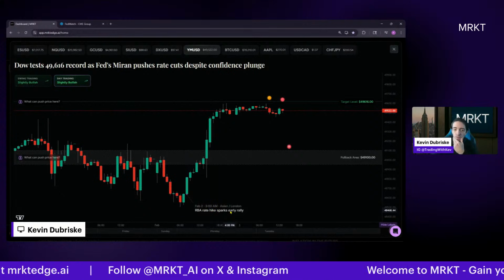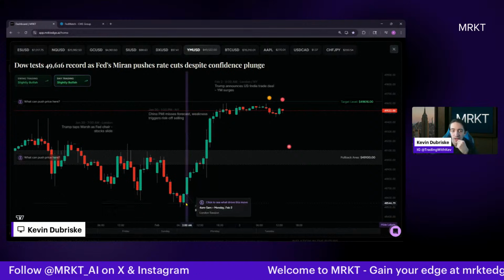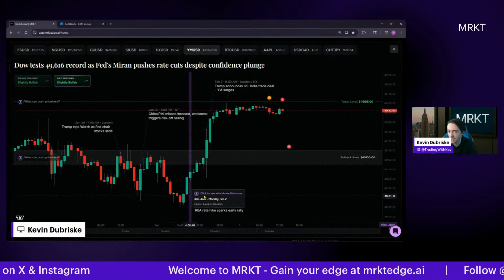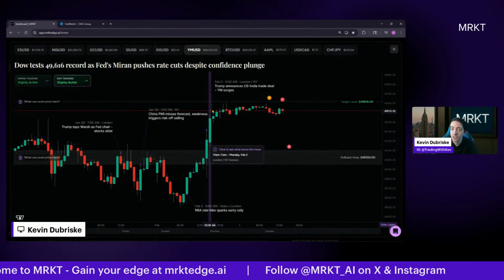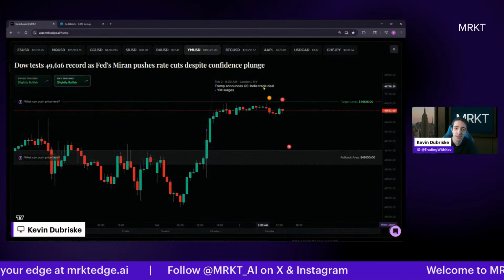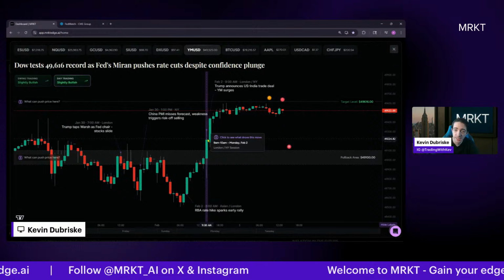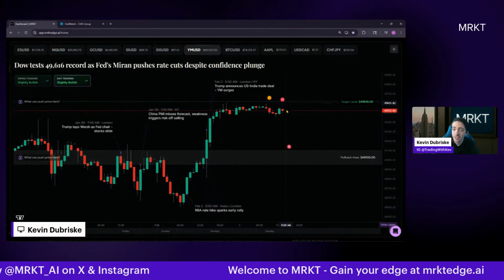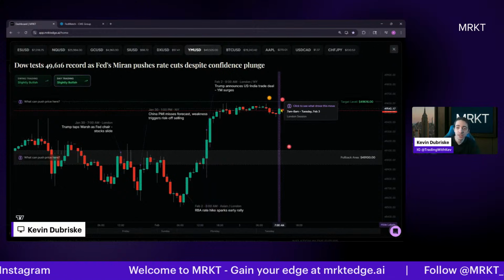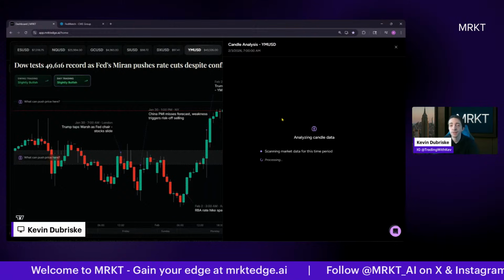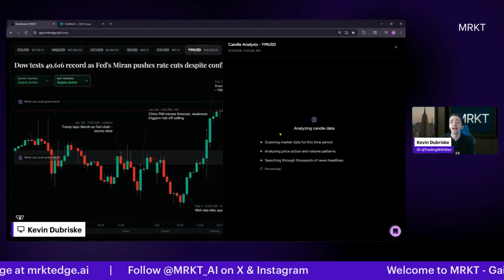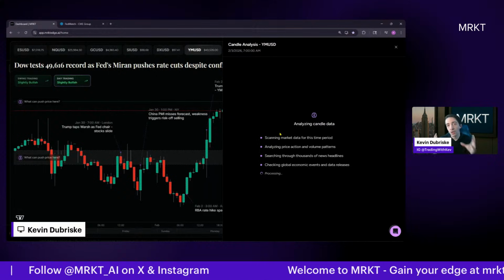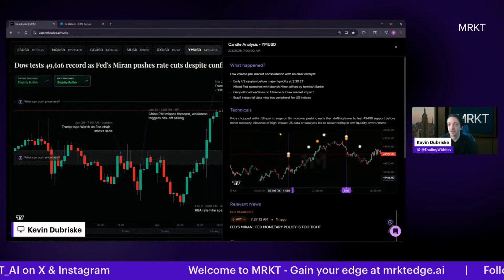So let's see, RBA rate hike sparks early rally. This was yesterday, 3 a.m. Eastern. And then we also had Trump announces US-India trade deal, which again drove us higher as well. So at this point, what's cool too, guys, is we can click our recent candle and it's going to give us our candle analysis. It's going to break down anything that happened recently or within that candle or time frame.